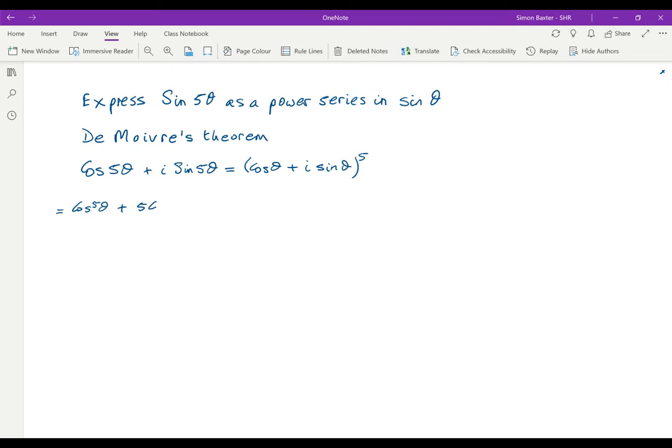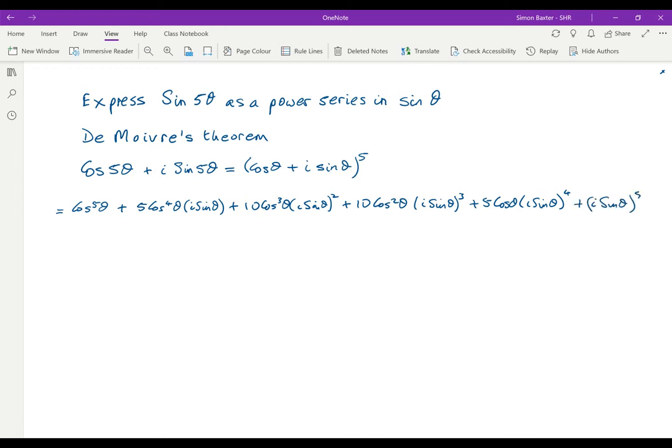plus 5 cos to the power 4 theta times I sine theta, plus the next number is 10 cos cubed theta, I sine theta squared, plus 10 cos squared theta, I sine theta cubed, plus 5 cos theta, I sine theta to the 4, plus I sine theta to the 5.